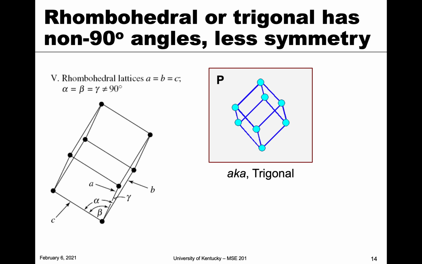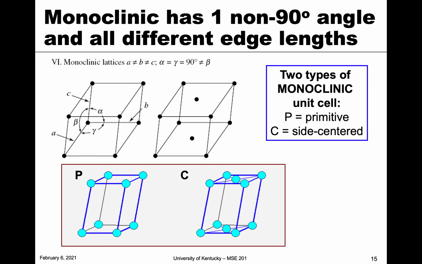All right, so rhombohedral, sorry, or trigonal. These are the ones that have non-90 degree angles. And so again, there's less and less symmetry, and in this case there's only the primitive version. And then monoclinic, here we have, again, even less symmetry. All the lengths are different, and then we have one non-90 angle.